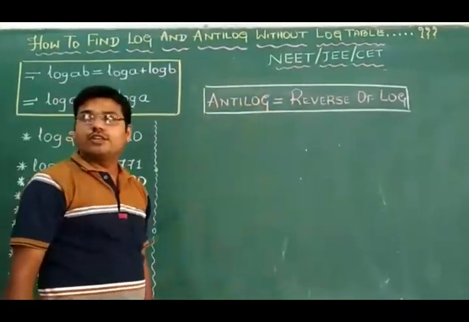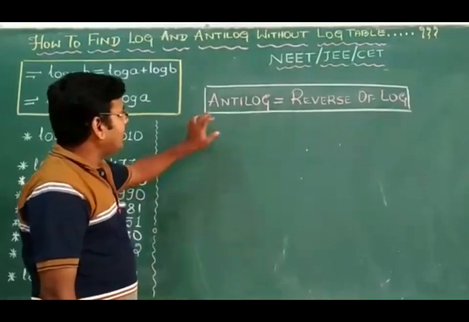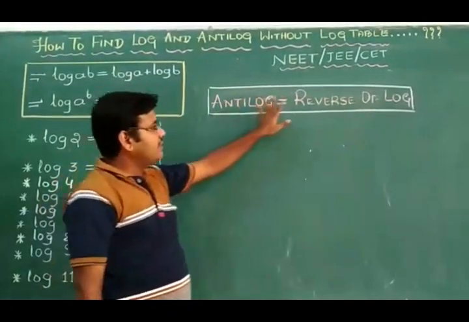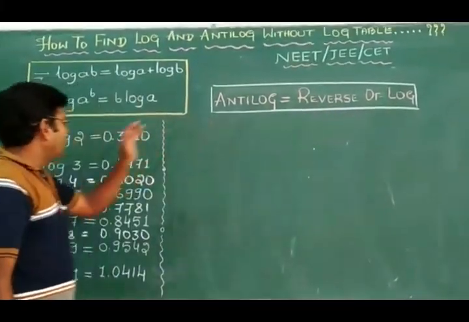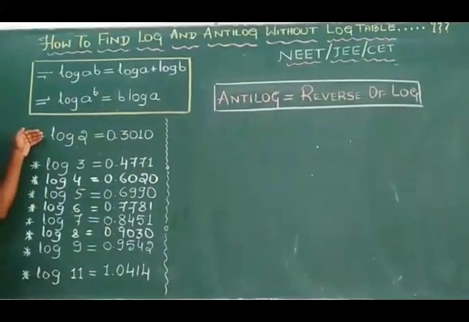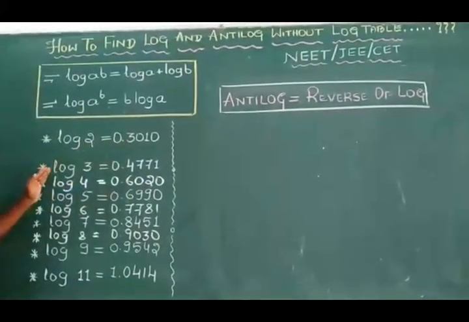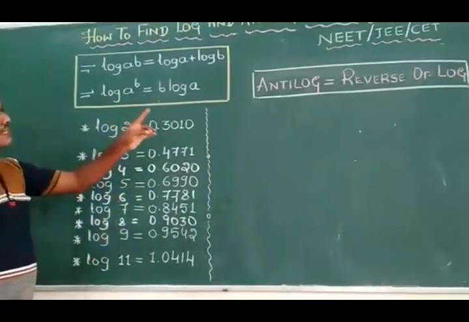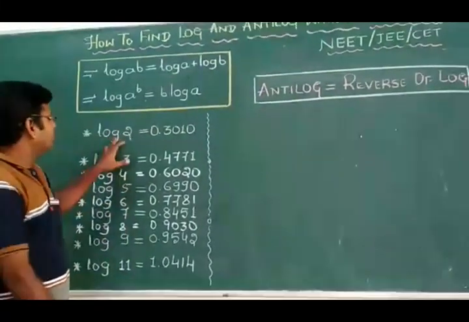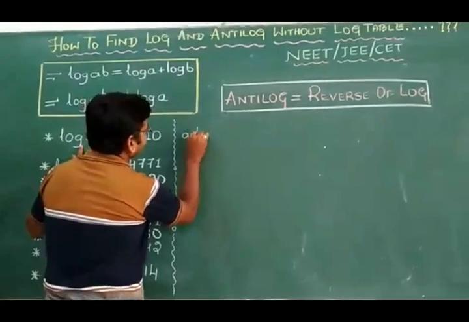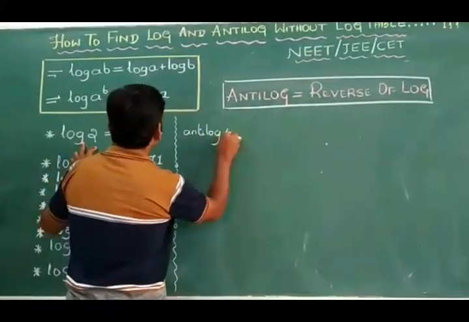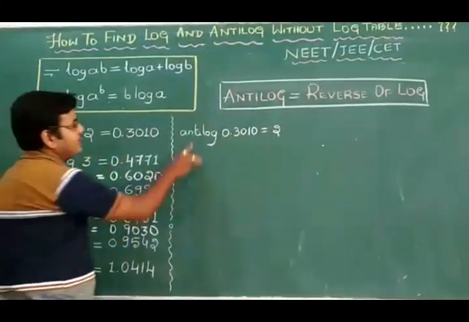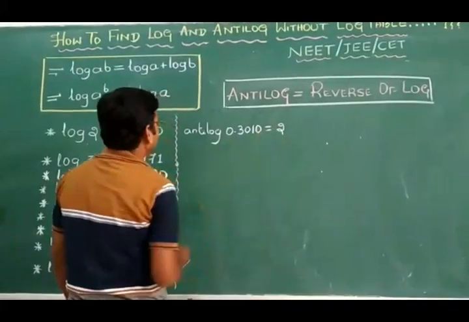How to find anti-log without a log table? Anti-log is the reverse of log. Please remember, anti-log is the reverse of log. Already you know the log values: log 2 equal to 0.3010, log 3, log 4, and so on. So the anti-log of 0.3010 is equal to 2.